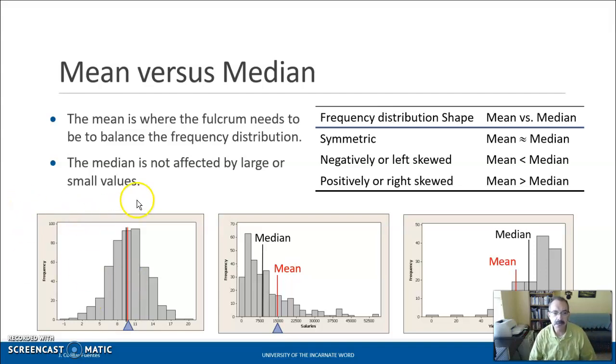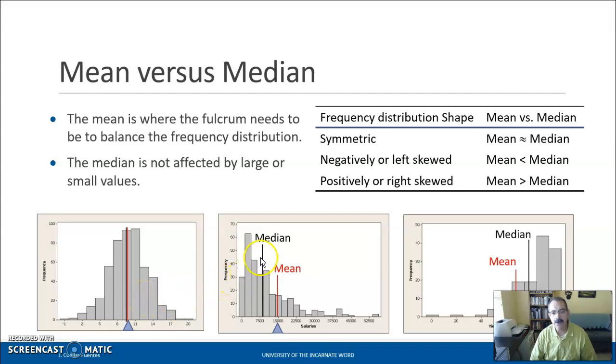And remember that the median is not affected by large or small values. So if you have a symmetric distribution, the mean and the median are approximately equal. And you can see here the location of the mean and then the location of the median, the one that divides the number of data into equal parts.